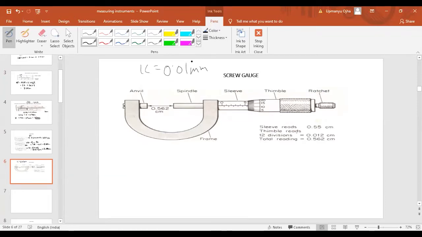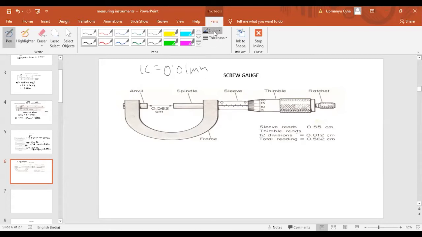So if in the problem they ask you that we have three instruments, like normal scale, vernier scale, and screw gauge, which will give you the more accurate value? The more accurate value will be given by screw gauge, because it can measure up to 0.01 millimeter, or up to 0.001 centimeter. Screw gauge is much more precise than the vernier scale.